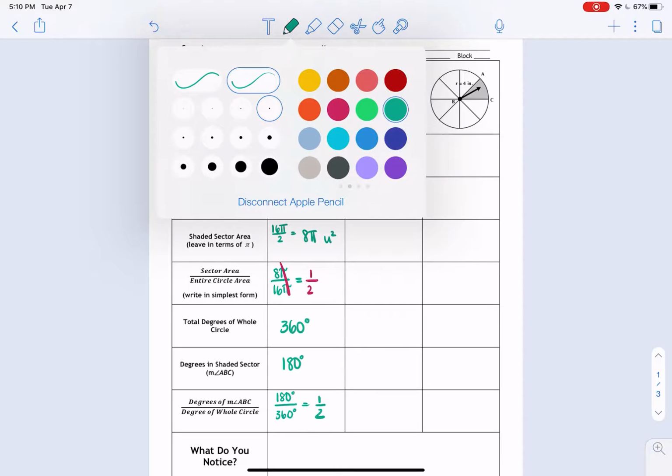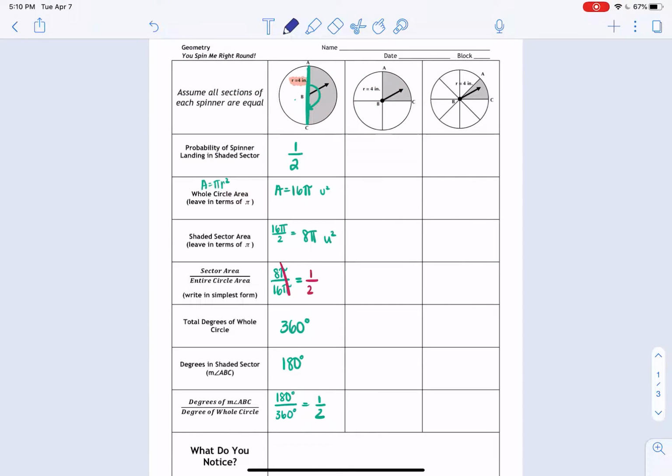Okay, hopefully by now you have tried these two. You pause the video. So I'm going to fill in the area here, which is still 16 pi. Well, now we have 1/4, so divide that by 4 and we get 4 pi. We should get 1/4. The total degrees is still 360. Here now we have 90 degrees. 90 over 360 equals 1/4.